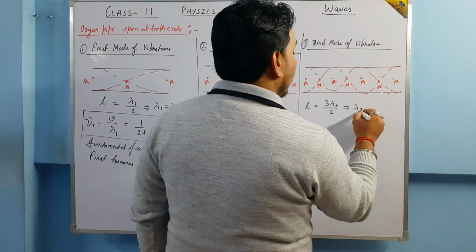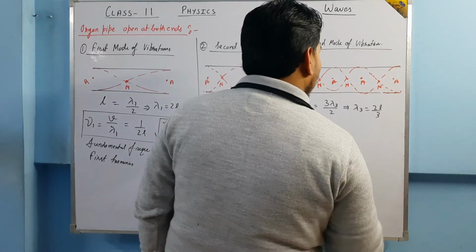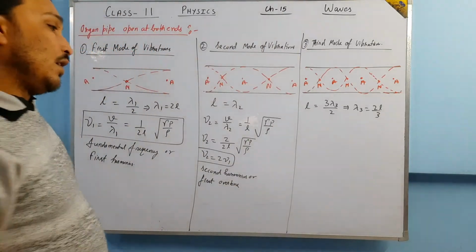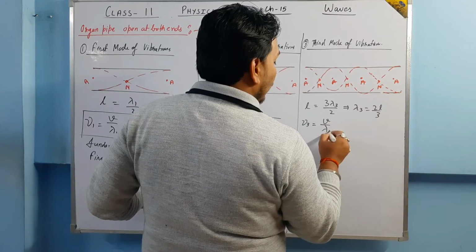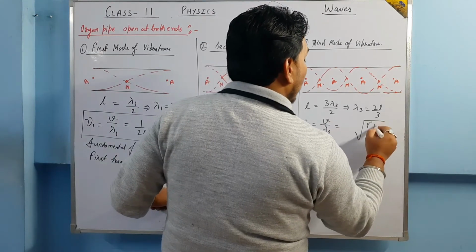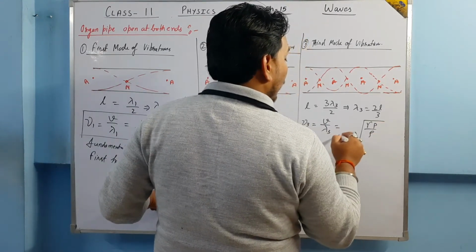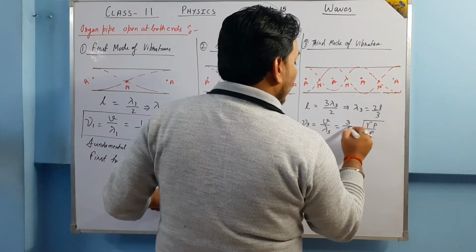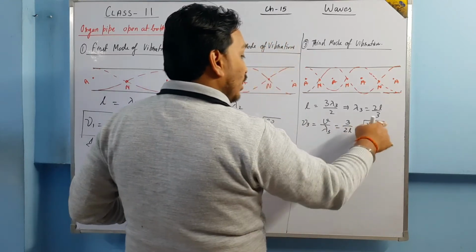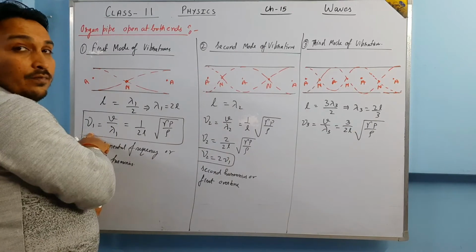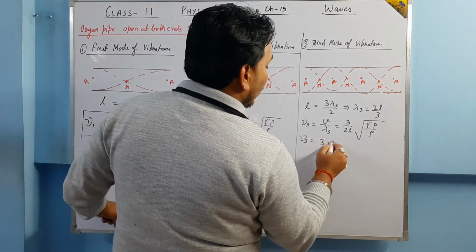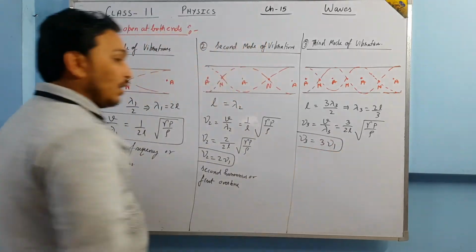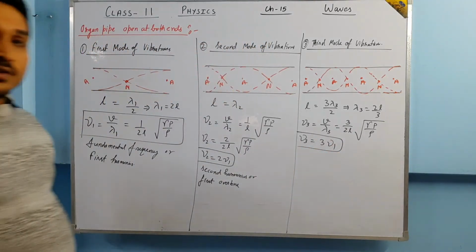From here, lambda 3 is going to be 2L by 3. Frequency mu 3 is V upon lambda 3. Value of V is what? Square root of gamma p by rho. Value of lambda 3 is 2L by 3. But 1 upon 2L times root of gamma p by rho is mu 1. So I'm going to write mu 3 as 3 times mu 1. Is it clear?